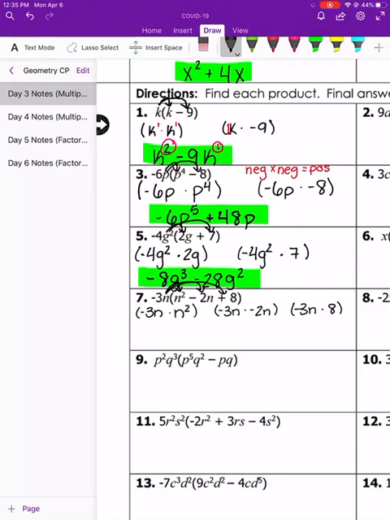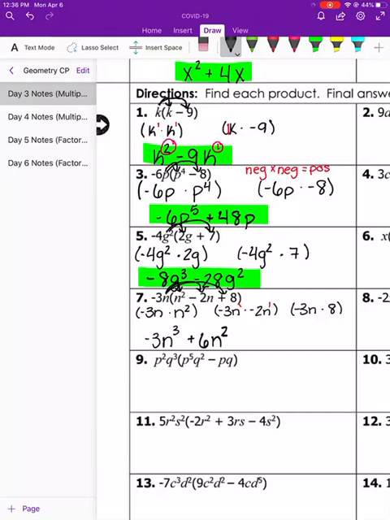So negative 3n times n squared, so negative 3 times 1 is negative 3. N to the first power times n to the second power, 2 plus 1 is 3, so negative 3n cubed. On to my second one, negative 3n times negative 2n. So negative 3 times negative 2 is going to give me a positive 6. And then n to the first power times n to the first power. 1 plus 1 is 2, so I will get n squared.